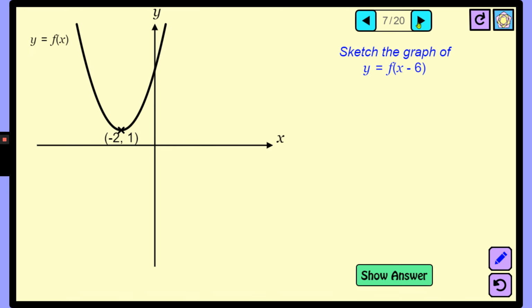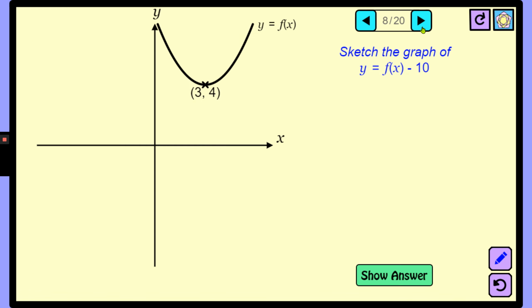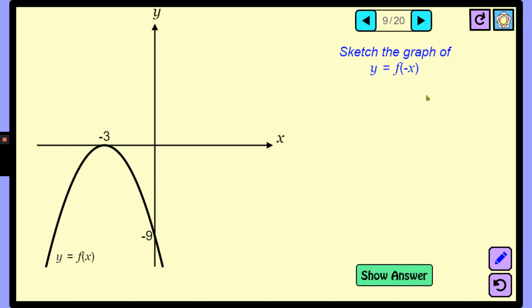Okay, pause here. Okay, so inside the brackets, you're subtracting 6. So that means you add 6 to the x value and you end up with 4, 1. Next question, pause here. Okay, take away 10. You can see you're going to take away 10 from that. So you end up moving the graph down. So it's 3, -6. Question 9, pause here.